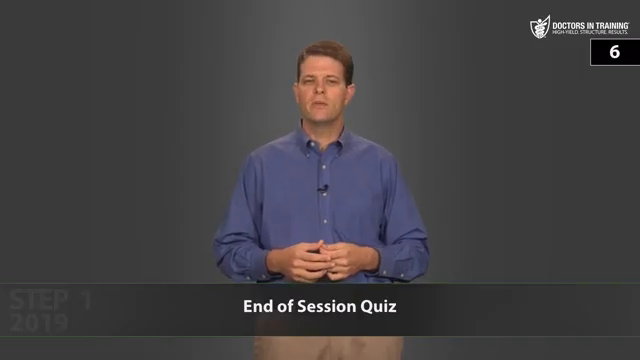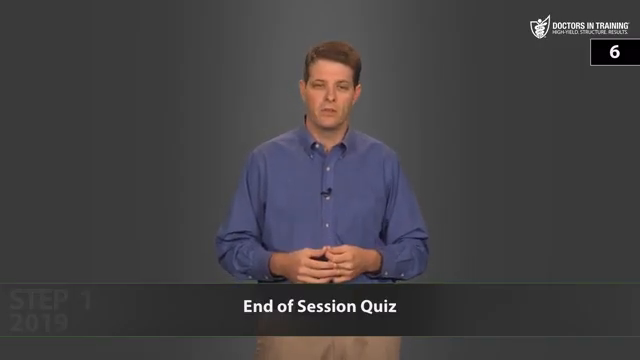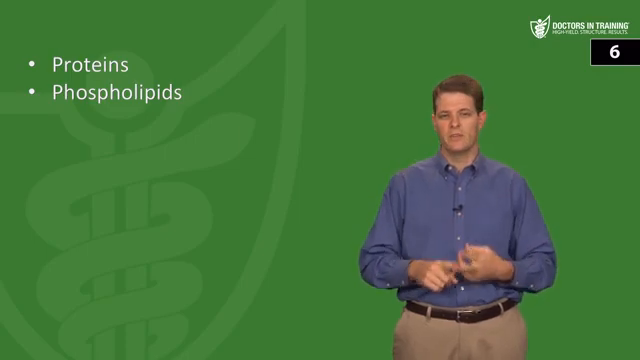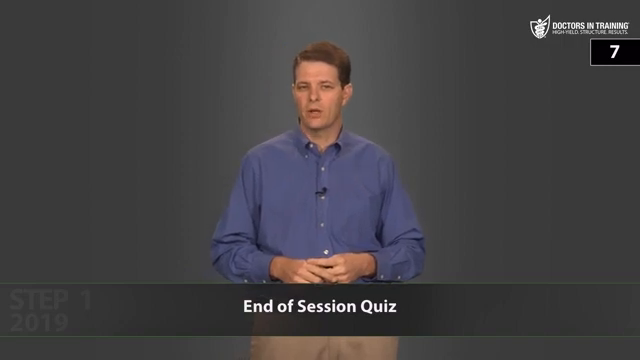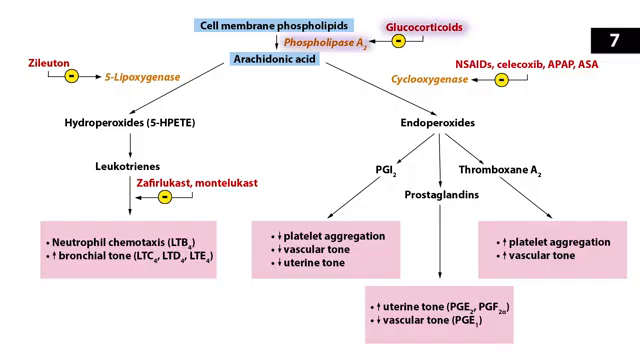Next, what are the two most abundant substances in the plasma membranes? Well, it's proteins and phospholipids. And the last question, what drugs act on the arachidonic acid product pathway? And what enzymes do they affect? Glucocorticoids inhibit phospholipase A2. Zileuton inhibits leukotriene production by inhibiting the enzyme 5-lipoxygenase. Zafirlukast and montelukast inhibit the leukotriene receptors. And then the enzyme cyclooxygenase is inhibited by NSAIDs, acetaminophen, COX-2 inhibitors, and aspirin.